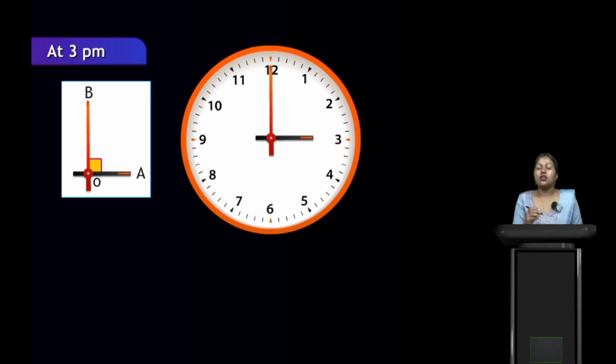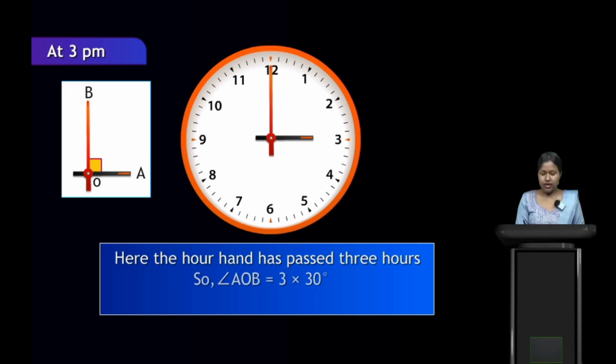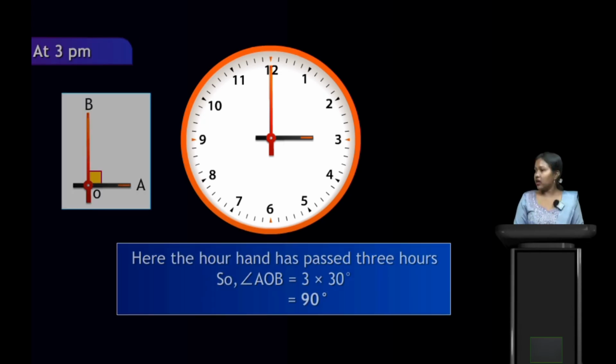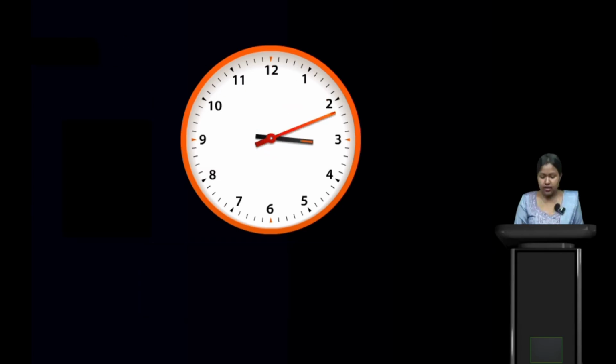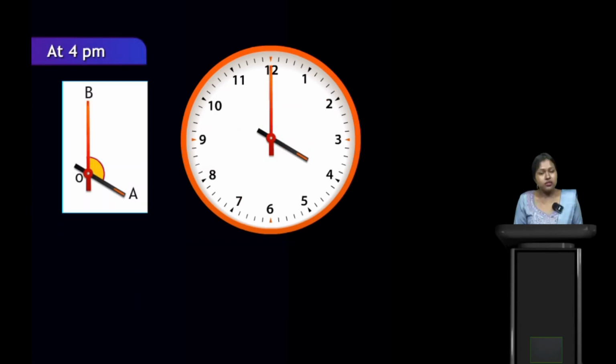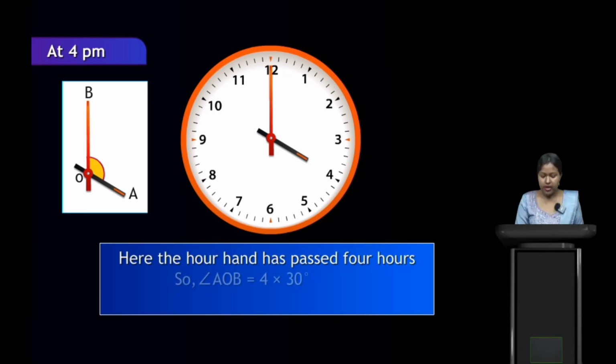Now when it is 3 p.m., how many times 30 will it come? From 1 to 2, 30 degrees rotation. From 2 to 3, another 30 degrees rotation. That means a total of 3 times. So angle AOB is 3 into 30, that is 90 degrees rotation. Similar case for 4 p.m. So what would be your answer, my dear students? 4 into 30 simply, it is quite better, right? You can also add the angles and tell the answer. It would be the same, 120 degrees.